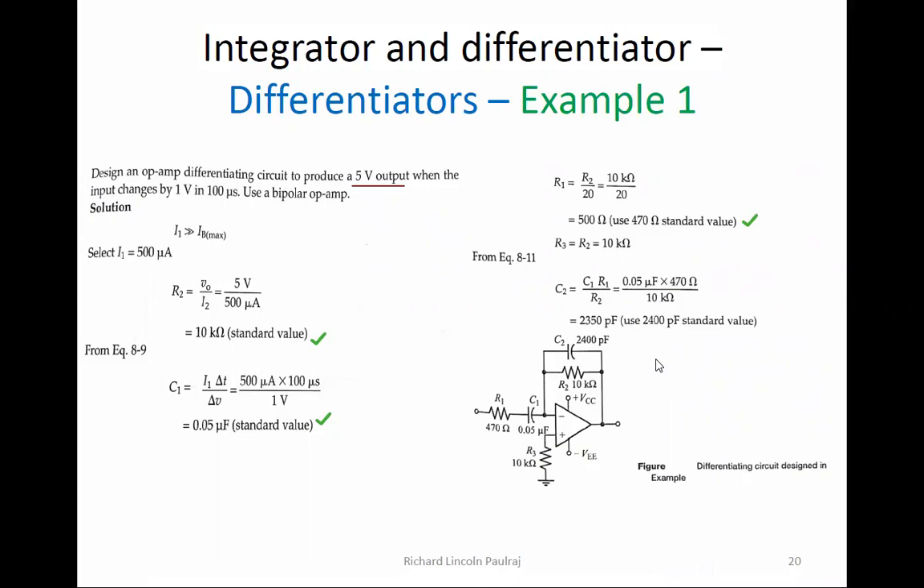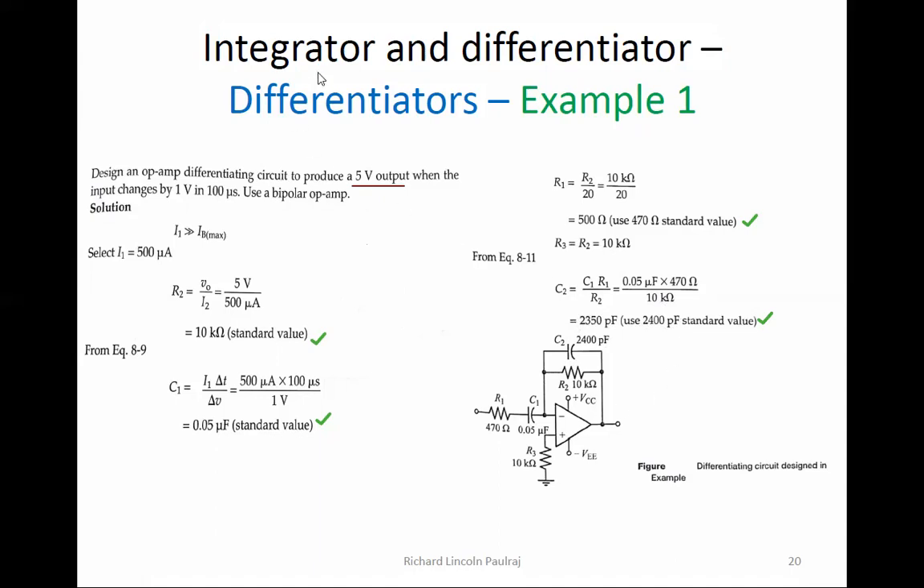0.05 micro into 470 divided by 10K. Yes, sir. If we get into the standard value, it should be 2350 into 10 raised to minus 12. We don't have 350 as a standard. We have 400 as a standard, so we use this 2400 picofarad. This is how we calculate.